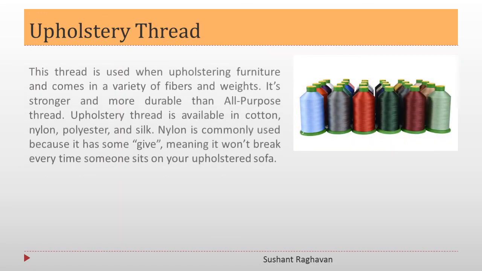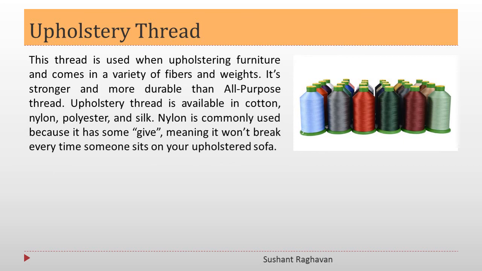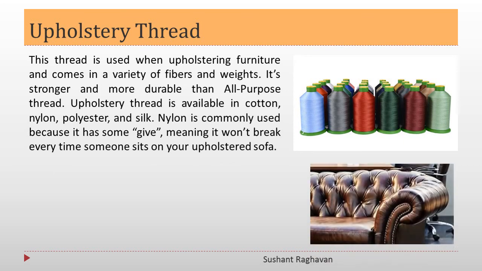Upholstery thread. This thread is used when upholstering furniture and comes in a variety of fibers and weights. It's strong and more durable than all-purpose thread. Upholstery thread is available in cotton, nylon, polyester and silk. Nylon is commonly used because it has some give, meaning it won't break every time someone sits on your upholstered sofa.